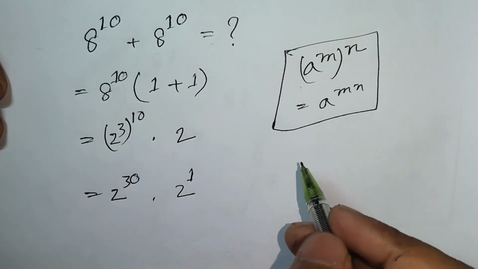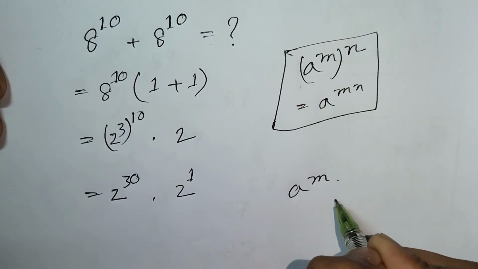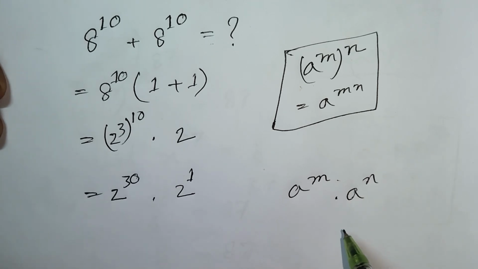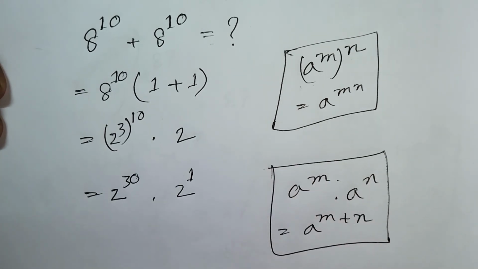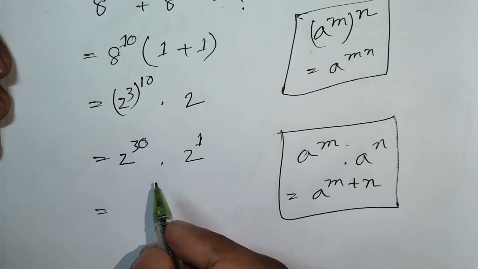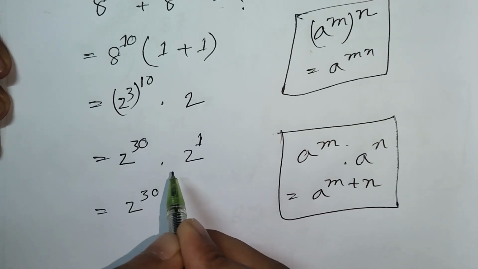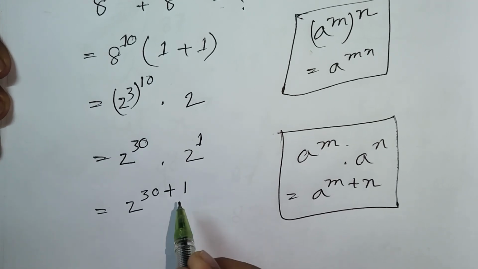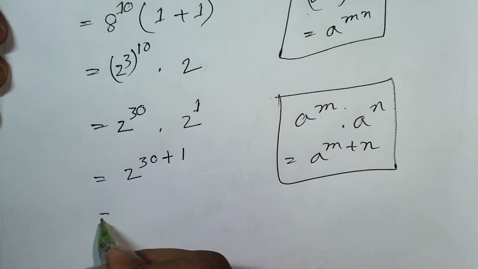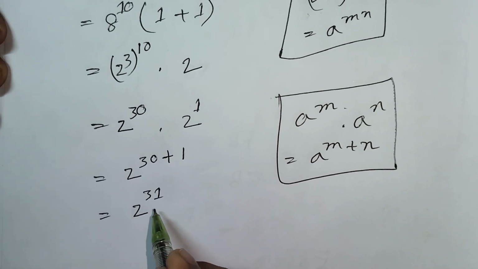Now, according to the rule that a power m dot a power n is equal to a power m plus n, so we write here 2 power 30 times 2, this is same base, 30 plus 1. So 2 to the power 31. This is the final answer.